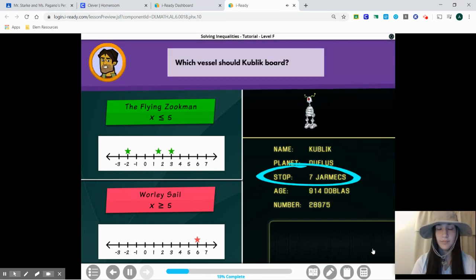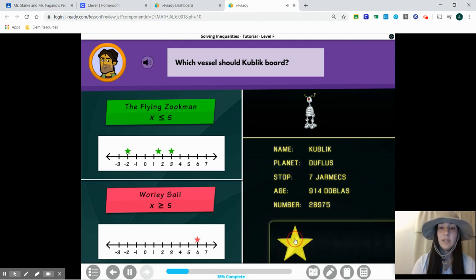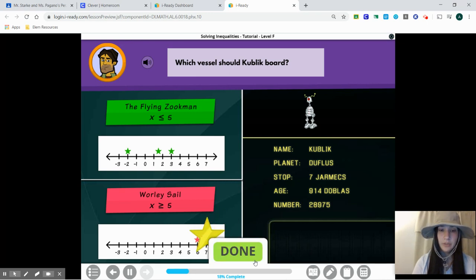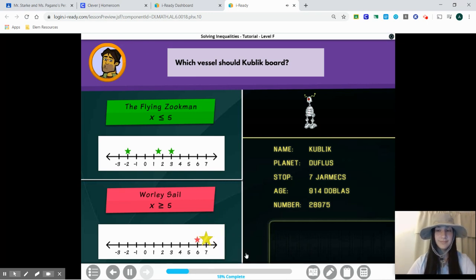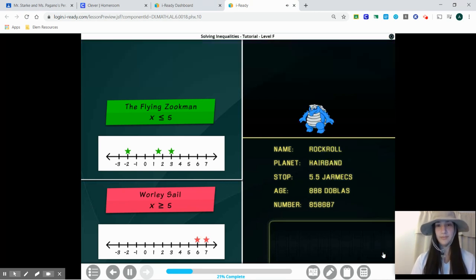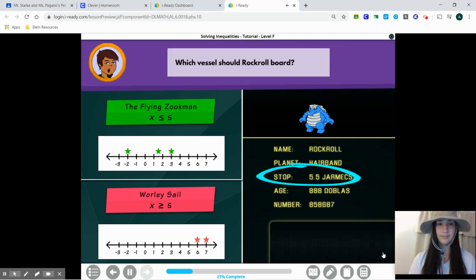Which ship shall Kublik board? Okay, so we have 7. We know that 7 is larger than 5. And we know that our numbers larger than 5 are going on the Whirly Sail. Absolutely. 7 is greater than 5, so Kublik should hop on board the Whirly Sail. The Whirly Sail. How about Rock Roll?